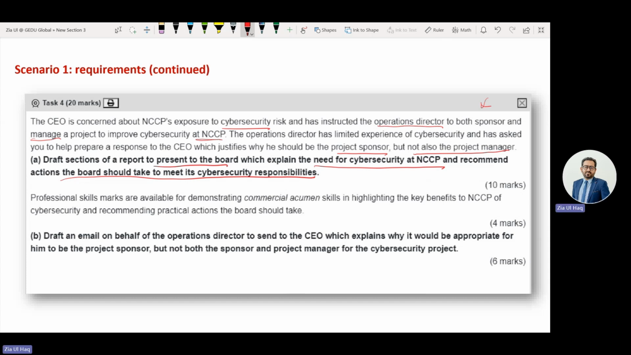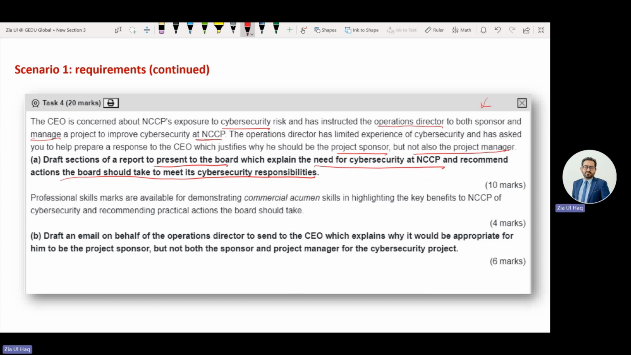So first we will define what cybersecurity risk is. The risk of losing data due to cyber, i.e. hacker attack, is called cybersecurity risk. And for this company, NCCP, the cybersecurity risk could be if a hacker hacked the data of the participants and misused it. There could be some data protection legal action the company could face.